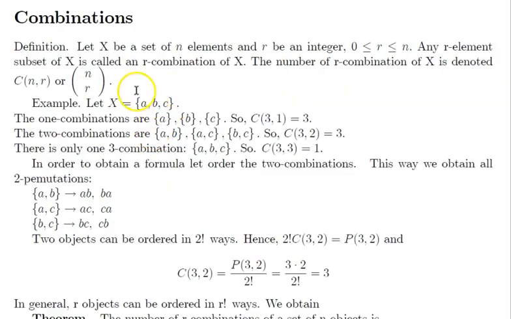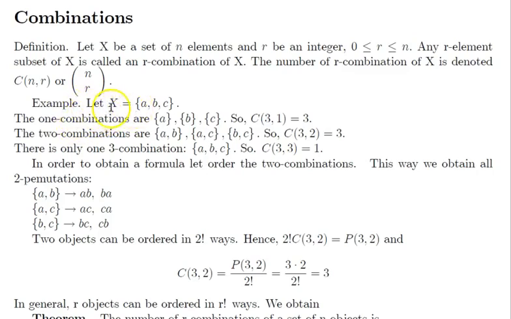Combinations. Definition. Let X be a set of n distinct elements and r be an integer between 0 and n. Any r-element subset of X is called an r-combination of X. The number of r-combinations of X is denoted by C(n,r) or n choose r.